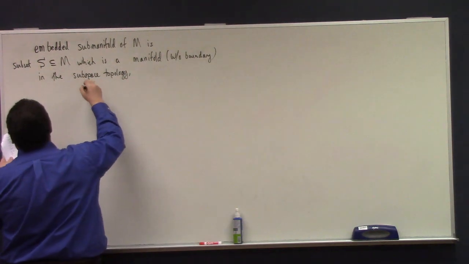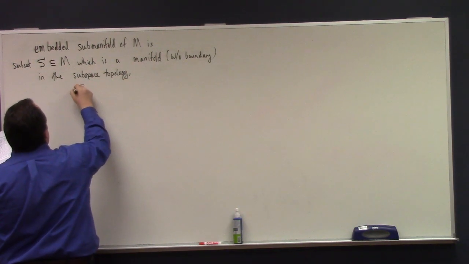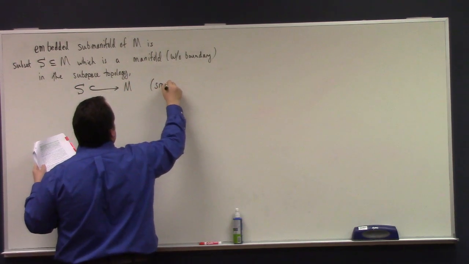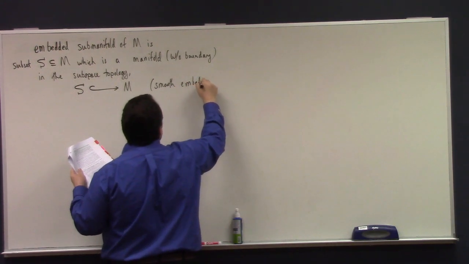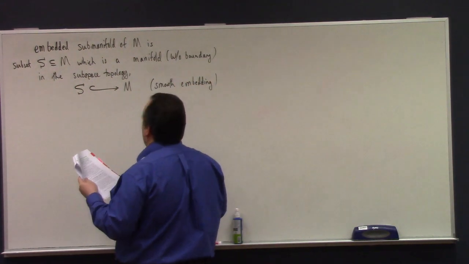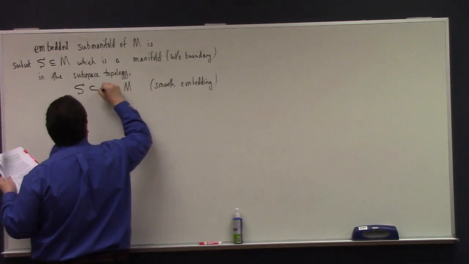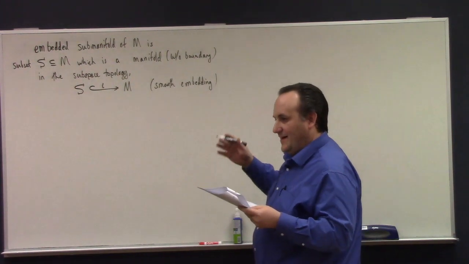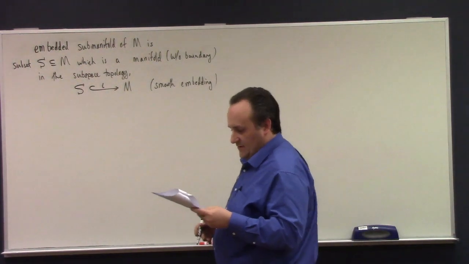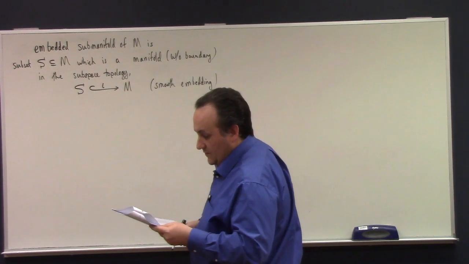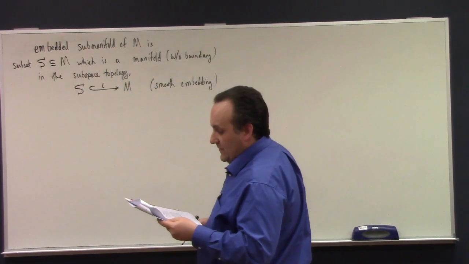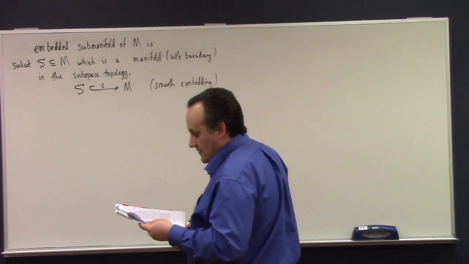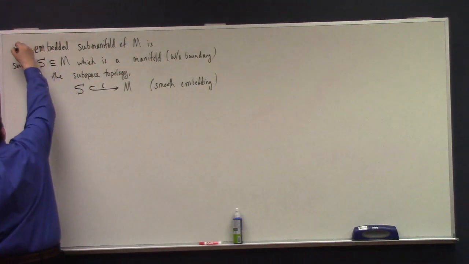In particular, what we have is S included into M is a smooth embedding. I have been using this, I really want to put the dot on it, iota map. That's a smooth embedding. Now, sometimes embedded submanifolds are also called regular submanifolds by some authors. So that's the definition.